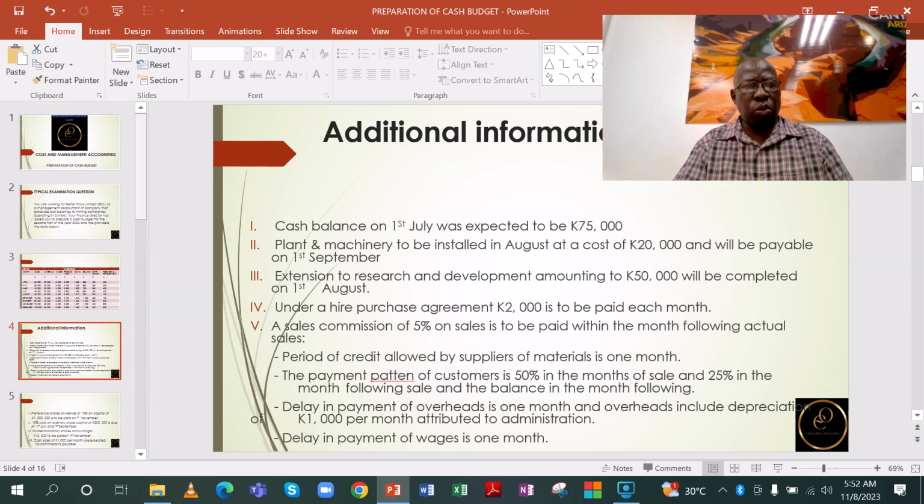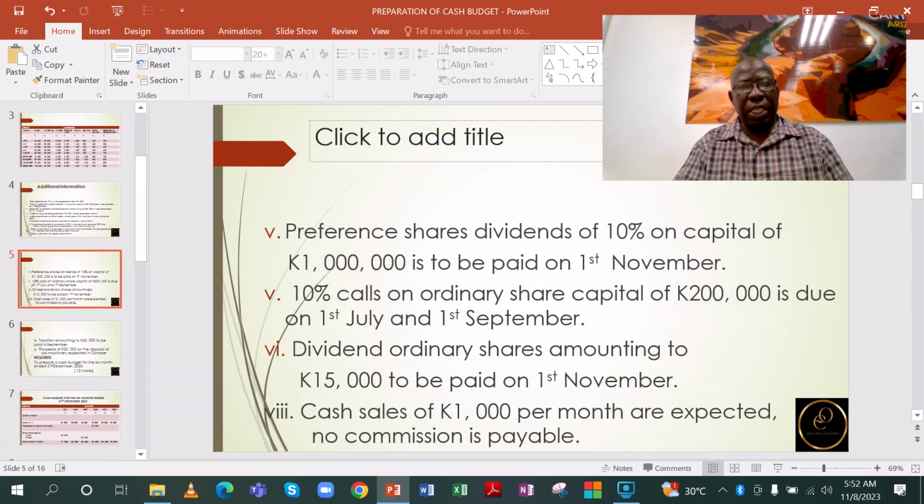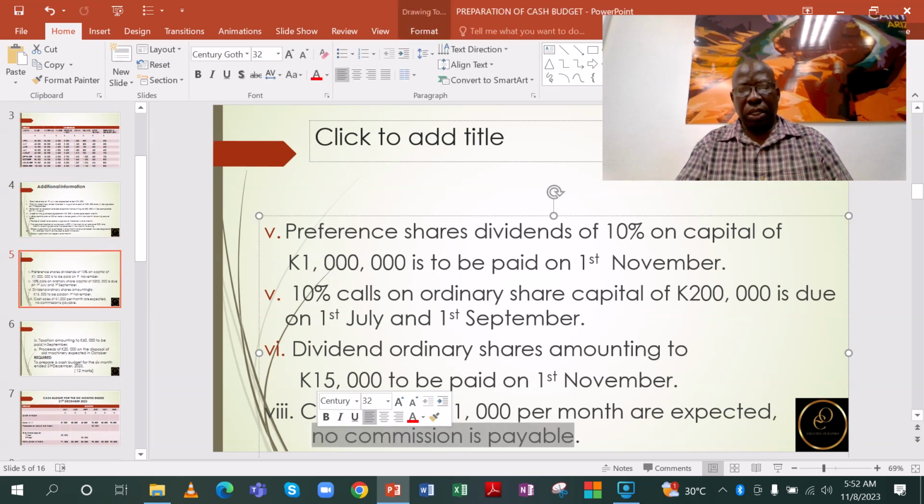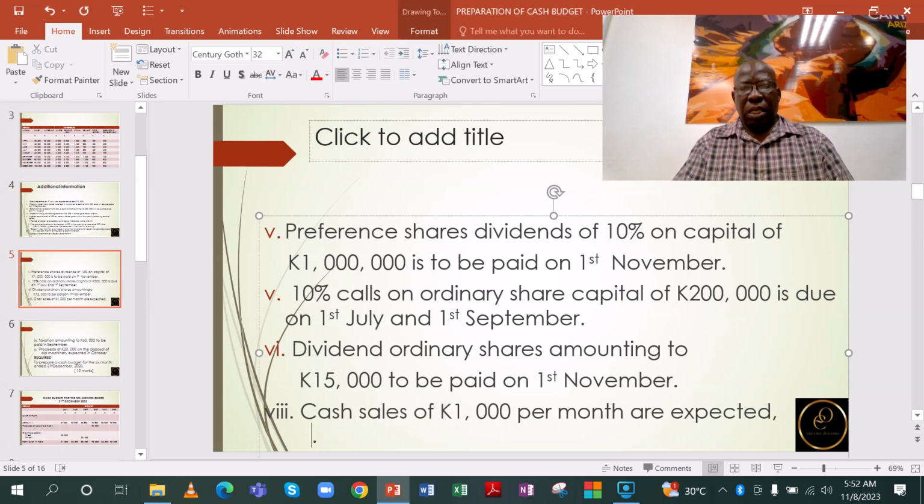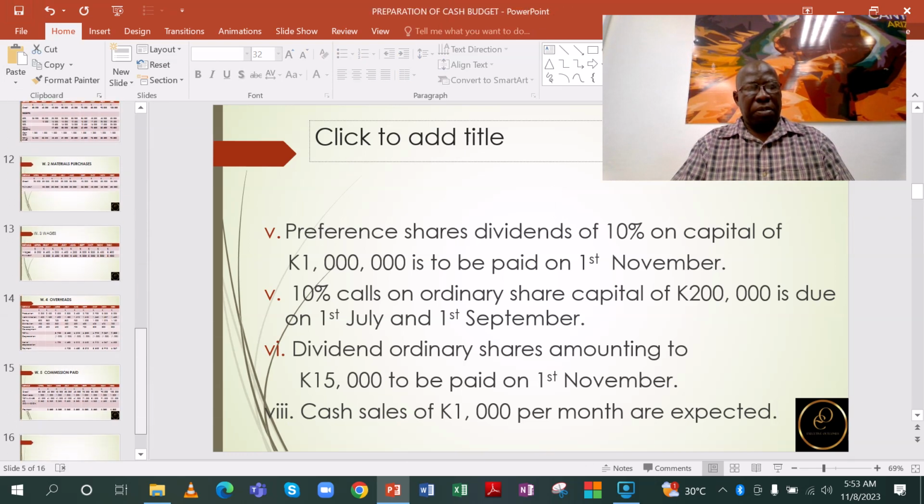Just an adjustment to be in line with what I calculated. So cash sales are extended, so I just want to remove this one. Okay, per month. I expected cash sales of 1,000 per month. Okay, so that's what is there. Okay, fine. So now we look at working number 5 then.